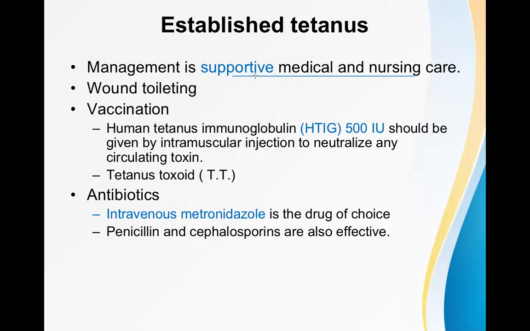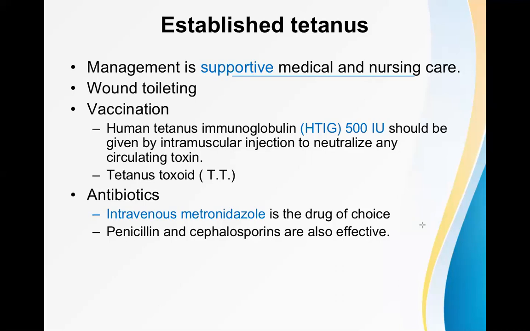And this supportive care, let me talk about this. For example, the person cannot breathe properly. There is compromise in his airway. The person needs to be admitted to the intensive care unit and probably kept on a ventilator.